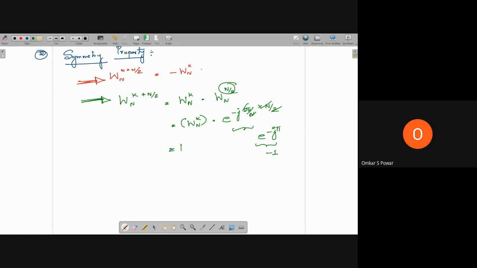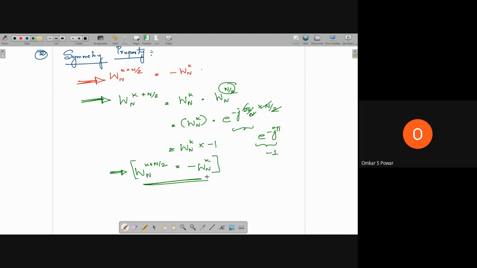So this is equal to Wn of k into minus 1, which is equal to minus Wn of k. So Wn of k plus n by 2 is equal to minus Wn of k. Easy. So what we have proved is, one is the periodic property and then the symmetric property.